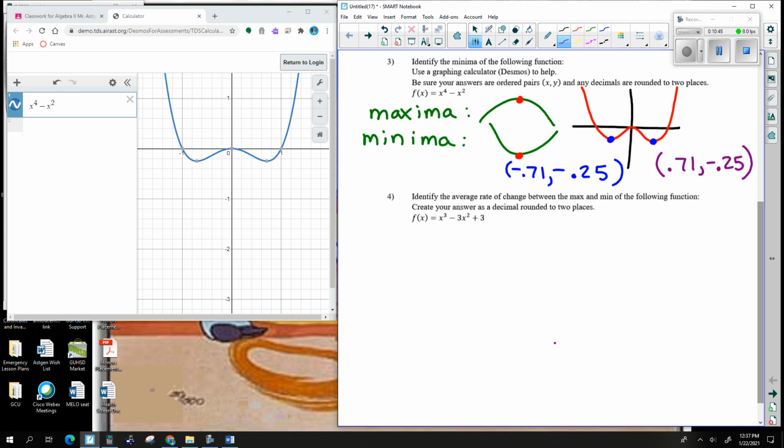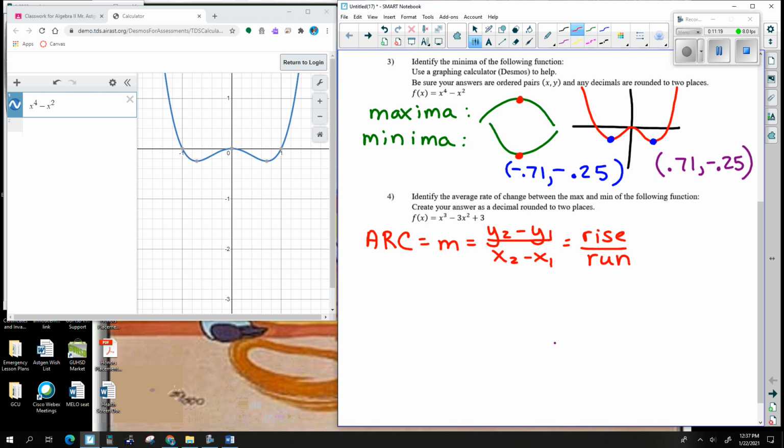Okay, next, what I'm looking for is the average rate of change. The average rate of change is the same thing as the slope. The slope is defined by y2 minus y1 over x2 minus x1. That helps you find the slope. It's, in other words, the rise over the run. Okay? All of these things are the exact same thing.